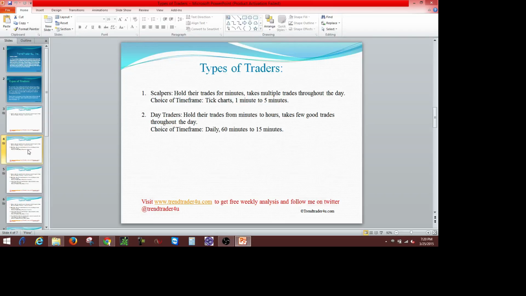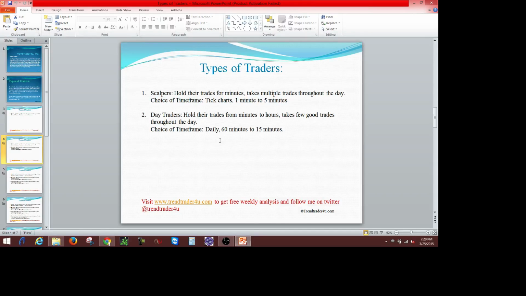So as a day trader, you are holding your trade from minutes to hours, okay? And you take a few good trades throughout the day. Basically, you fine-tune your entries, okay? You fine-tune, okay, this is where I'm going to get in, and once I'm in, I'm going to hold that till I'm proven wrong based on some kind of support, some kind of resistance, or maybe an indicator, right? Indicator's telling me to get out, then I'll get out.